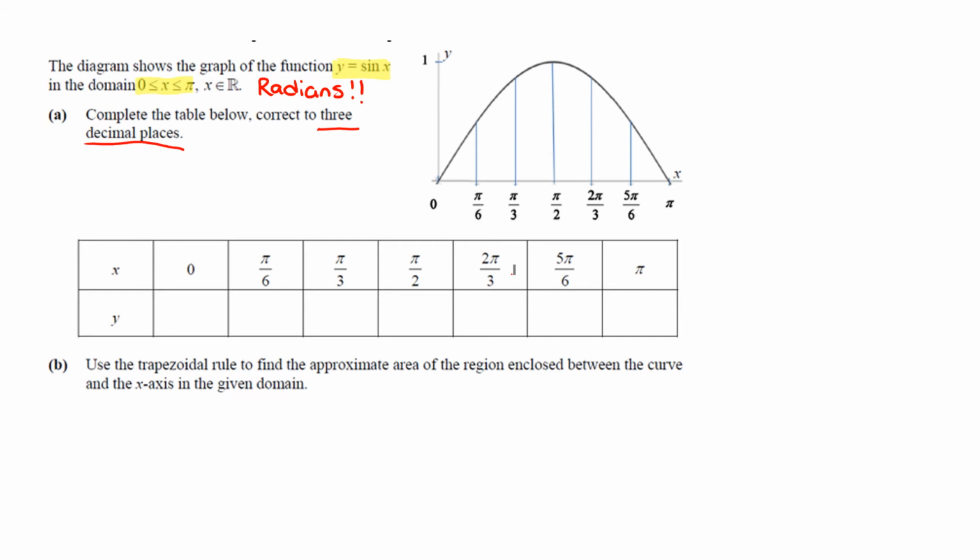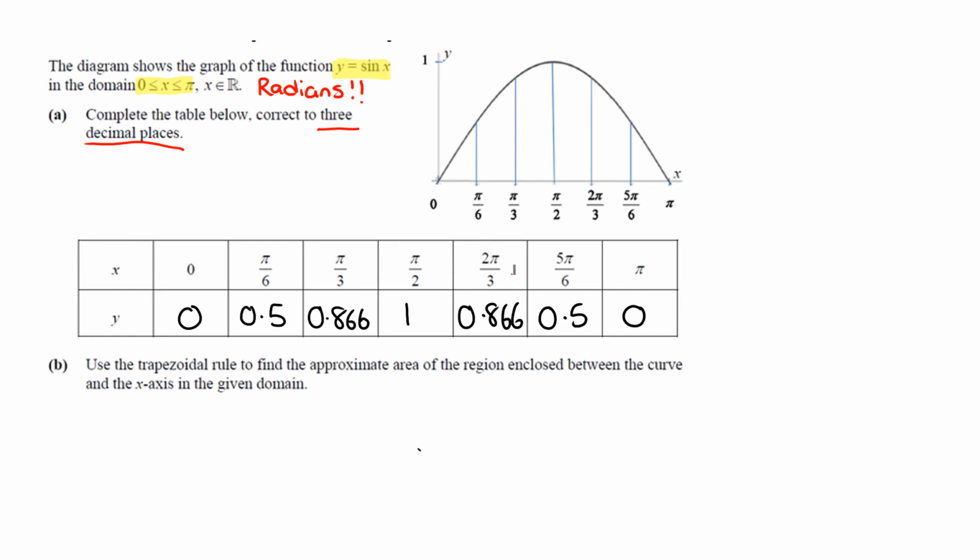3 decimal places. So putting them into the calculator, we get 0, 0.5, 0.866, 1, 0.866. We have a bit of symmetry going on, which makes sense when you see the diagram, and 0.